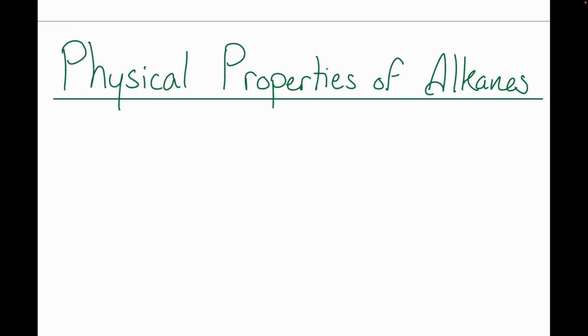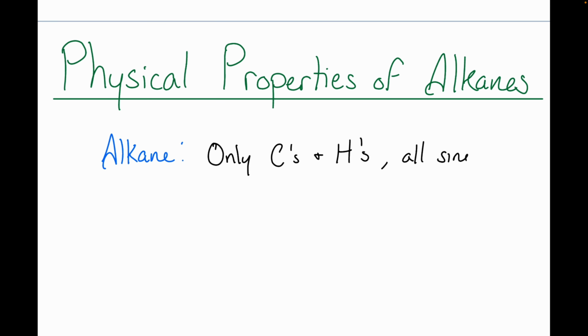All right, so first of all, let's make sure that we're all talking about the same thing here. An alkane as a functional group means that that molecule contains only carbons and hydrogens and all single bonds. All right, so an example would be pentane here. All carbons and hydrogens, all single bonds.